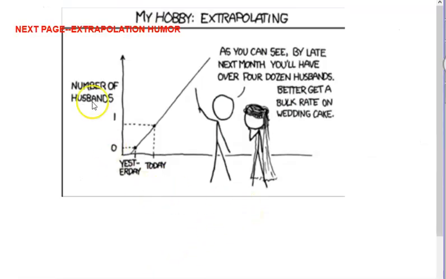As you can see, here's the graph the person's made. Number of husbands. Yesterday, they had 0 husbands. Today, she just got married, so now she has 1 husband. So as you can see, by late next month, you'll have over 4 dozen husbands. Better get a bulk rate on wedding cake. So just a really ridiculous example of the stupidity of extrapolation at times.